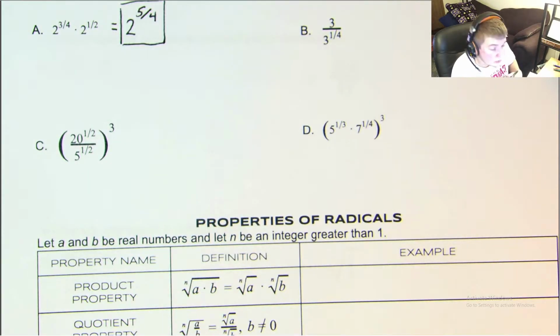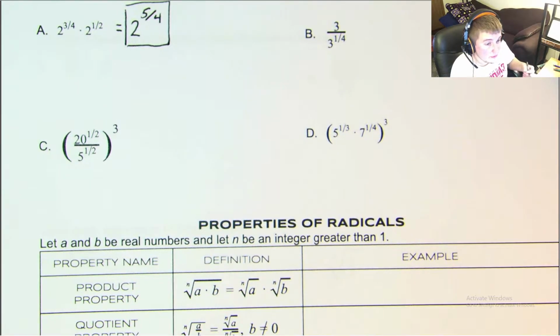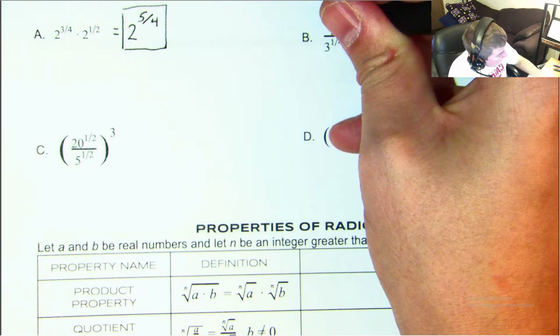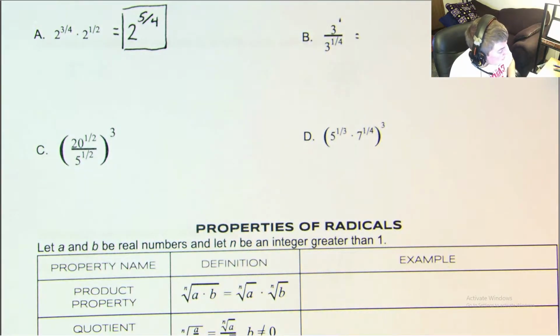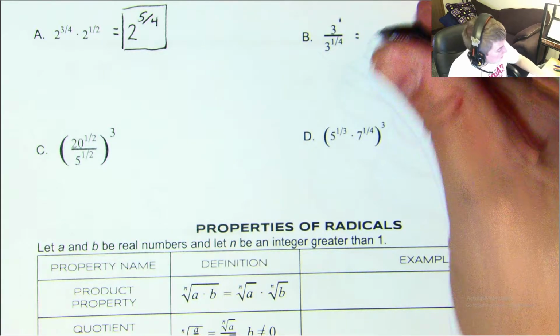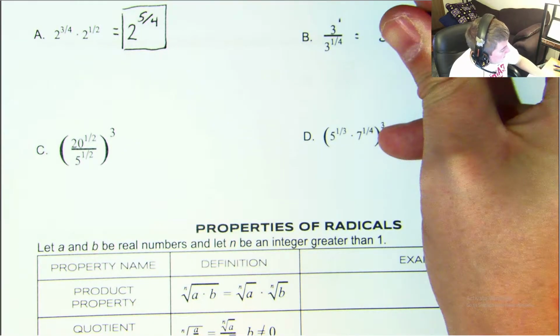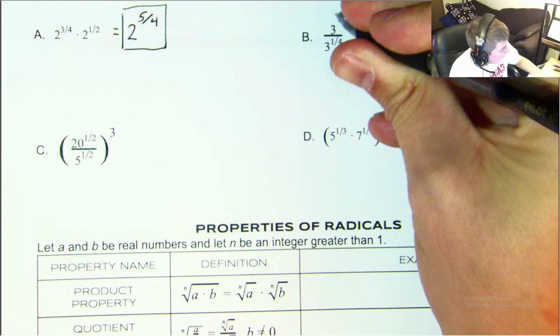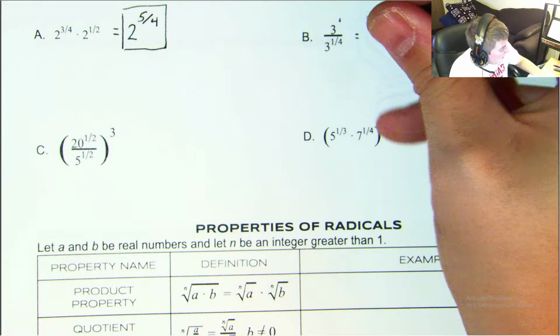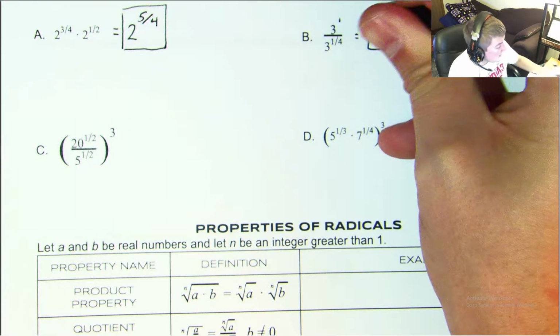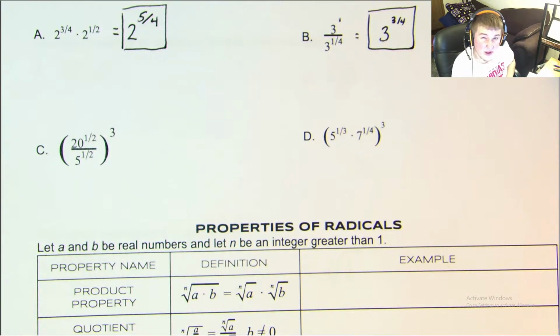Okay, letter B, we're going 3 to the 1st over 3 to the 1/4. We have the same base, so we can simplify by just keeping our base and subtracting the exponents. So here we're going to get 3 to the 3/4, because 1 minus 1/4 is 3/4. And that is going to be our answer as well. It doesn't simplify much beyond that.